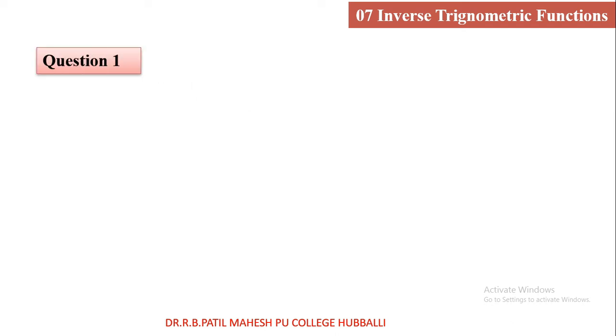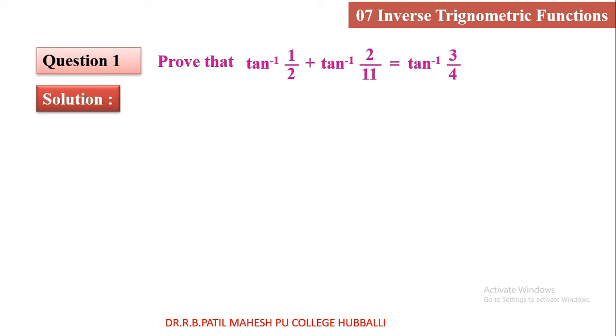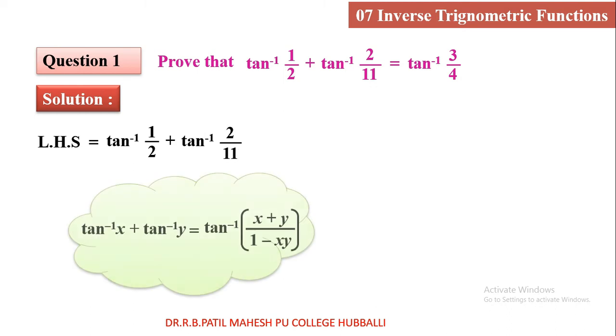Number 1, prove that tan inverse 1 by 2 plus tan inverse 2 by 11 is equal to tan inverse of 3 by 4. The proof of this one, let us consider the LHS, that is tan inverse 1 by 2 plus tan inverse 2 by 11. Dear students, remember this formula, tan inverse x plus tan inverse y is tan inverse of x plus y upon 1 minus x into y. So here x value is 1 by 2, y value is 2 by 11.